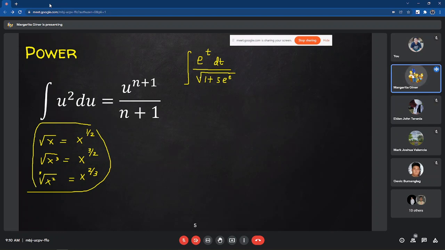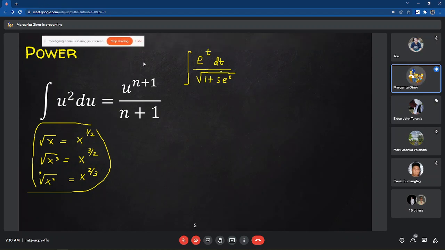Okay? So now, again, naka-radical din siya. Hindi natin na siya ma-solve by the use of integral or differential calculus. Dapat convert din siya into exponential form. Okay? So to convert that, ang itsura niya will be e raised to t times dt divide natin siya by 1 plus 5e raised to t. Since naka-square root, raise mo siya by 1/2.